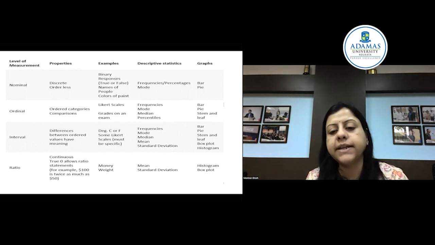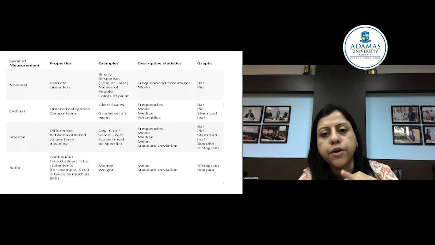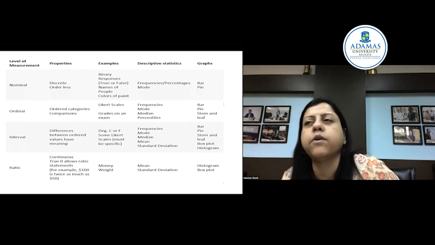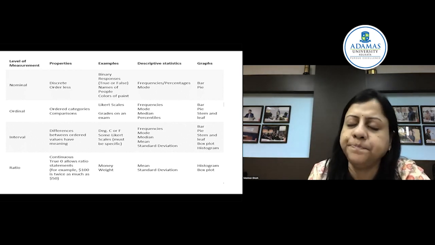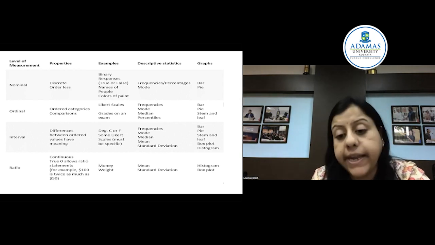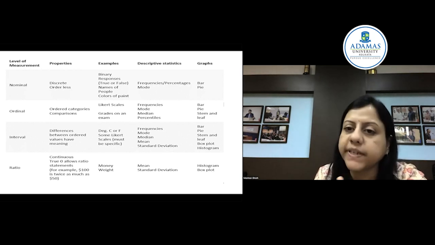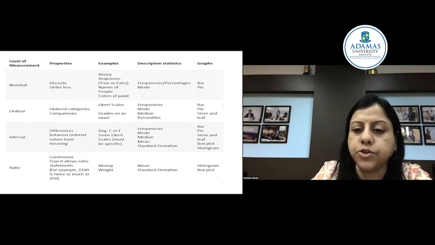But in ratio data, although I have written mean and standard deviation, there are a whole lot of possibilities of conducting all sorts of quantitative analysis. Basically, if you have ratio data, then you can do correlation, then you can do mean, median, mode, and then you can do variance, skewness, and kurtosis. All sorts of quantitative descriptive analysis are possible when your data is ratio.